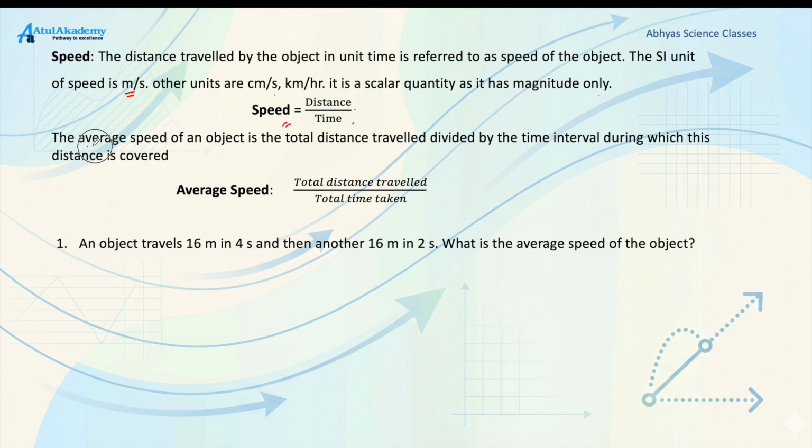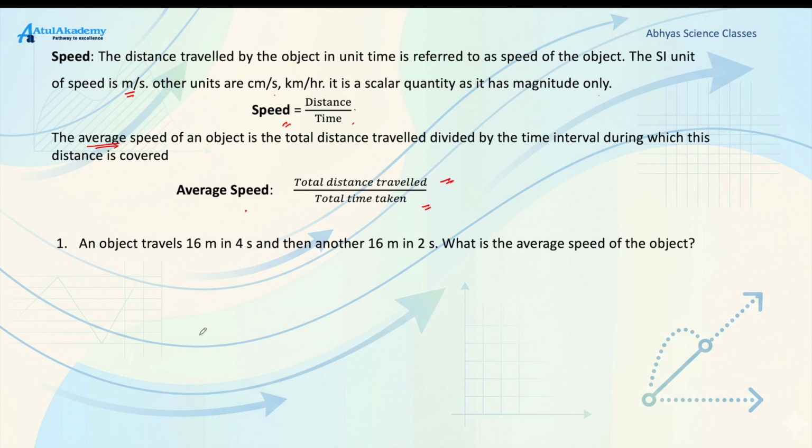There is another thing called average speed. Average doesn't mean that you take all the speeds and divide by the number of speeds. Average speed is given by the total distance traveled divided by the time interval during which the distance is covered. So average speed is total distance by total time taken.